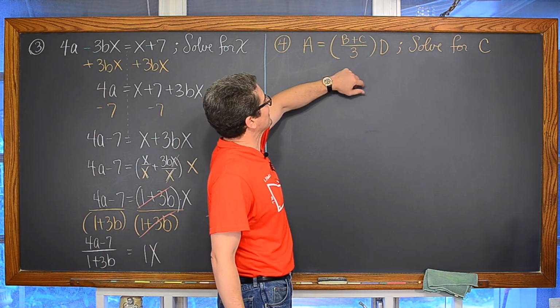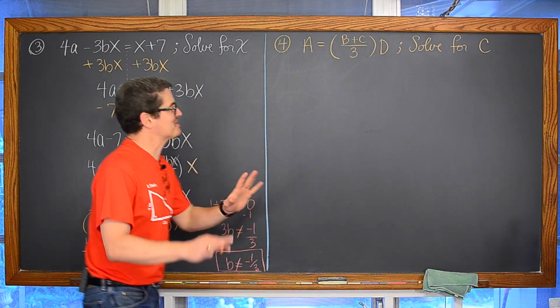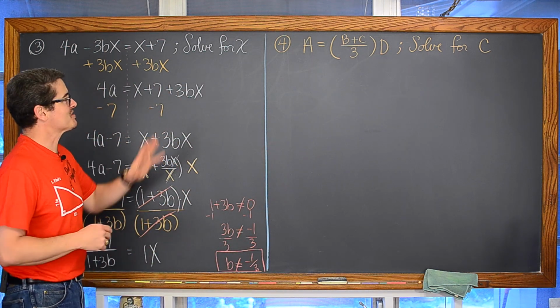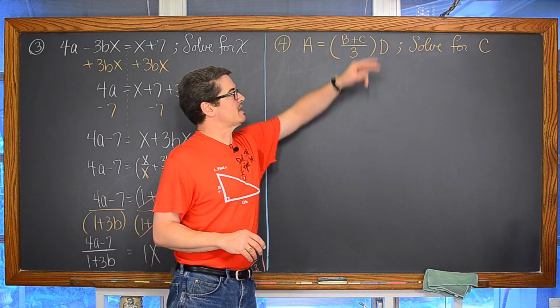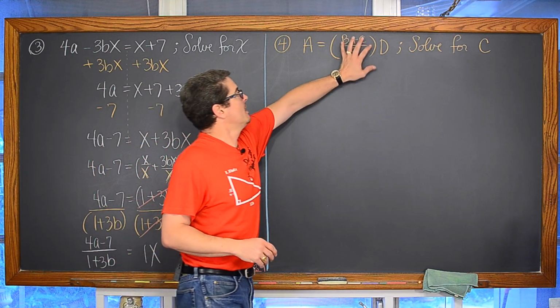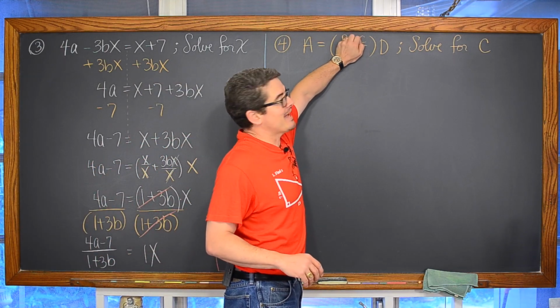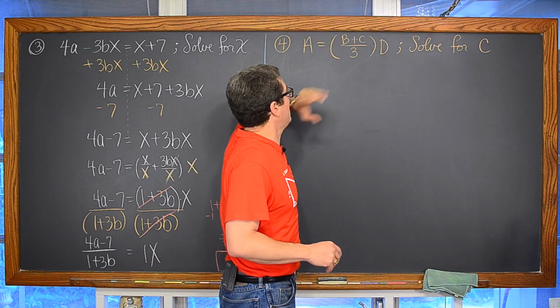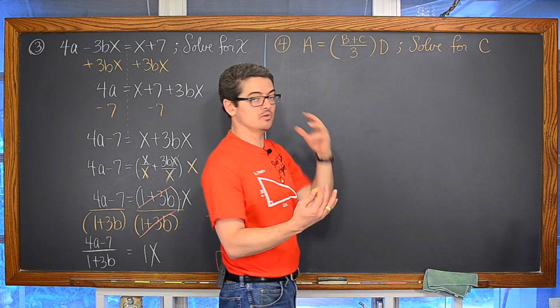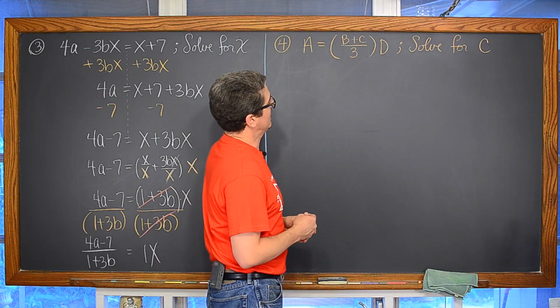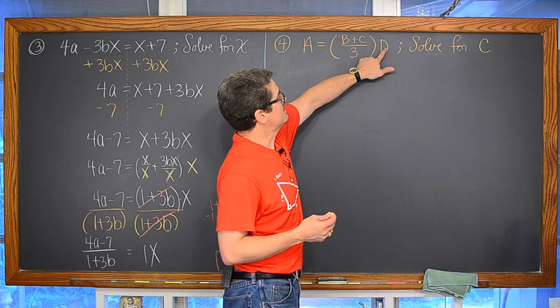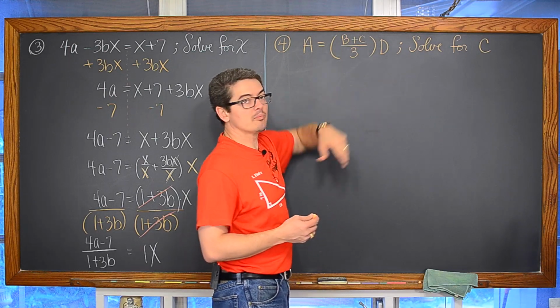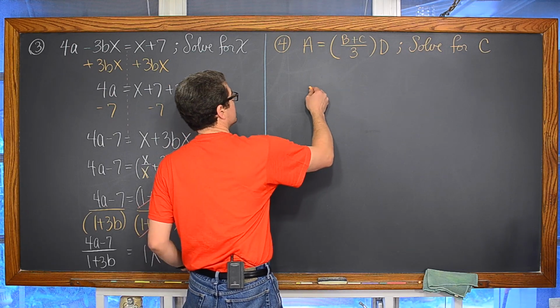So pick another color. I want to solve this for C. We're almost done. Am I rambling on? I want to solve that for C. Well, C is inside a set of parentheses. That means I need to get the C out of the parentheses. How am I going to get rid of those parentheses? Well, there's a few things I can do. I can, again, take the D and multiply it through the parentheses.